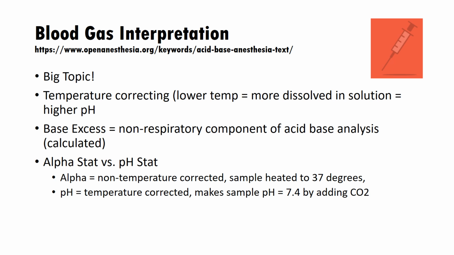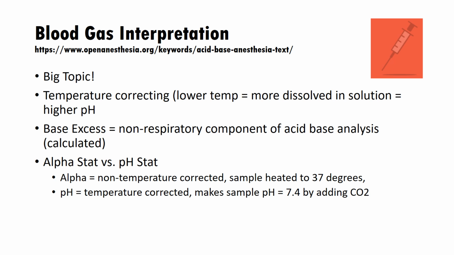So there are two types, alpha stat and pH stat. Alpha stat is the type that's generally used for adult patients, and what we commonly use without even knowing it in the main operating room. This is a non-temperature corrected method, which means that our sample is heated up to 37 degrees, analyzed, and then nothing else is done to the patient.